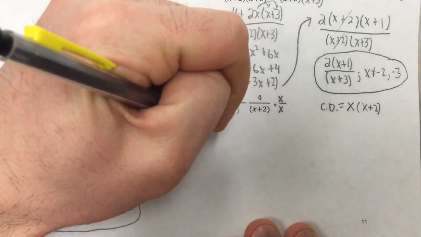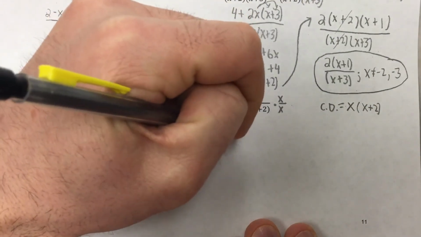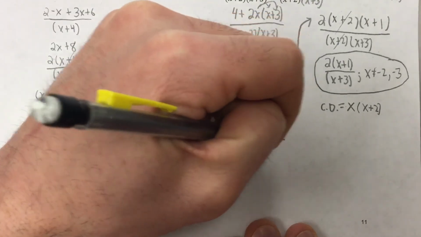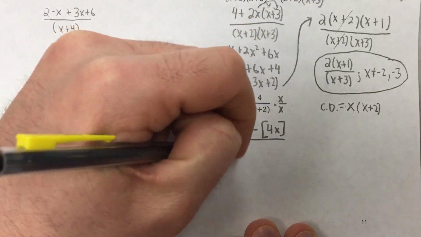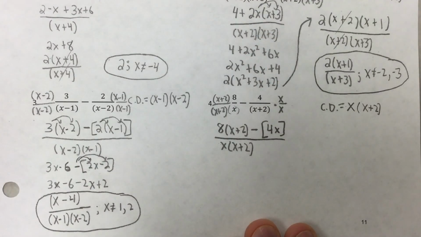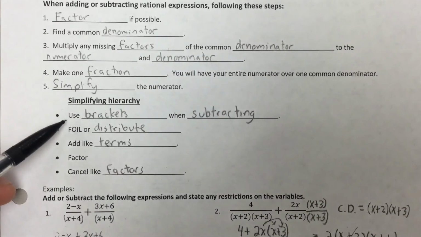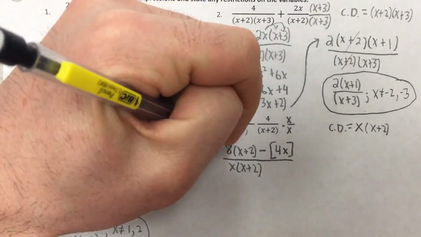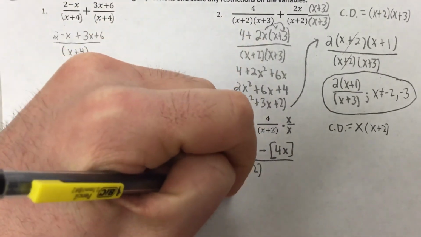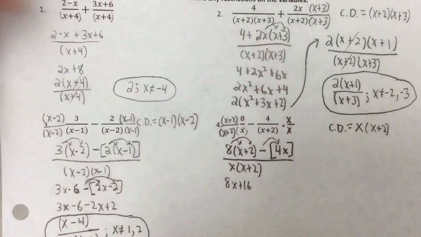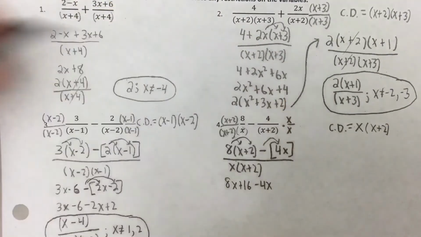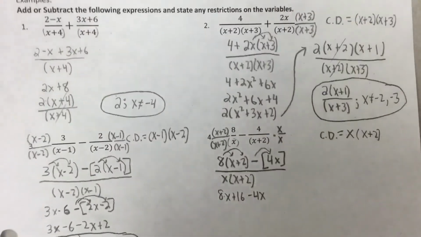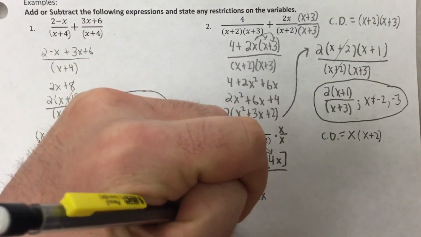We make it one fraction, 8 times the quantity of x plus 2 minus, so I use a bracket, 4x. And that's all over my common denominator of x times x plus 2. All right, so we used the bracket. Now I'm going to FOIL or distribute. So I'm distributing the 8x plus 16, and distributing the minus sign here, minus 4x. And we add like terms next. So 8x minus 4x is 4x plus 16.